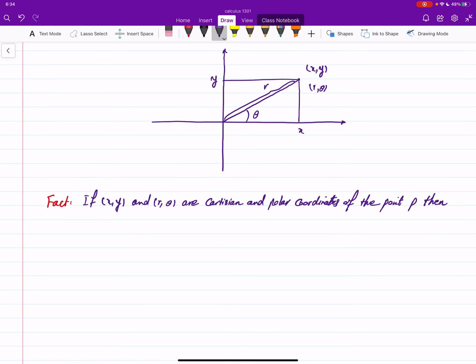For example, you see that x and y can be obtained just by knowing the definition of trigonometric functions, because this is a right triangle, so x is going to be r cosine theta and y is going to be r sine theta. So if you know r and theta, you can use these two equations to go from polar to Cartesian.